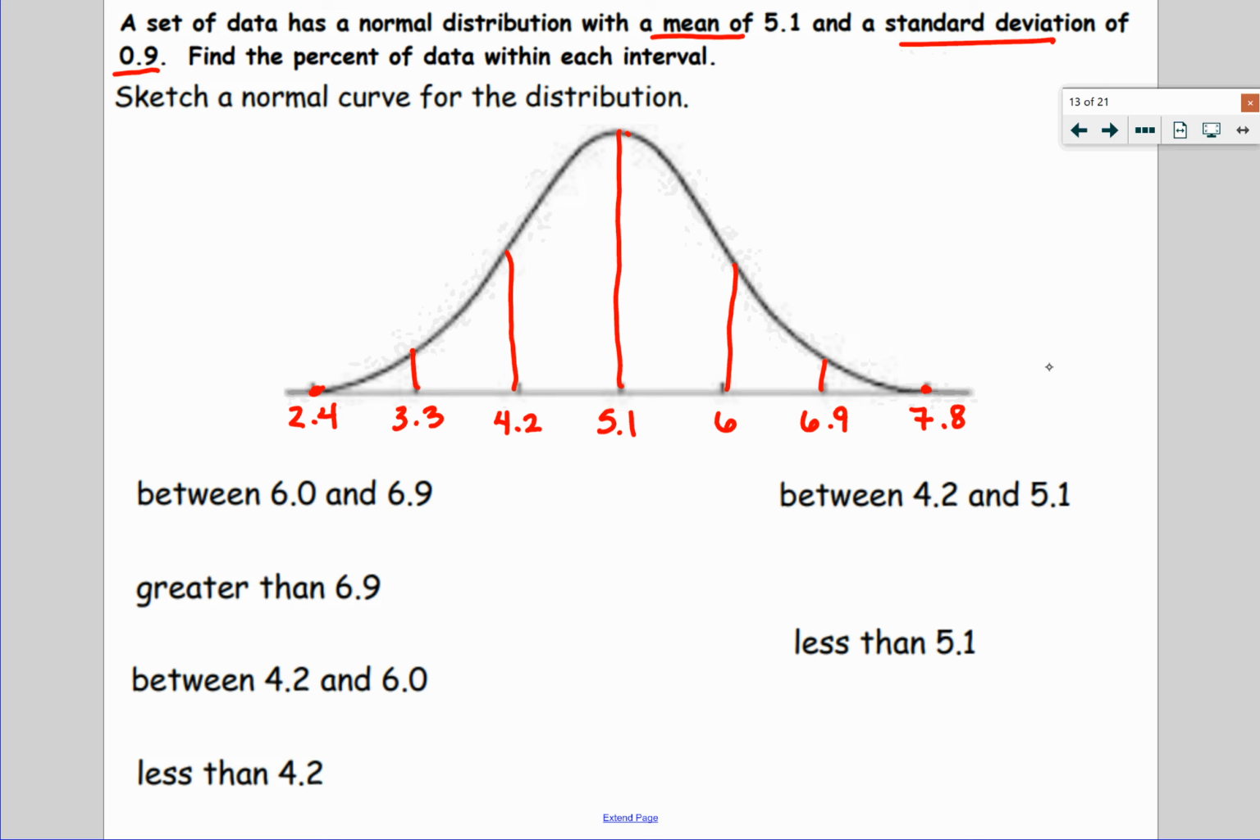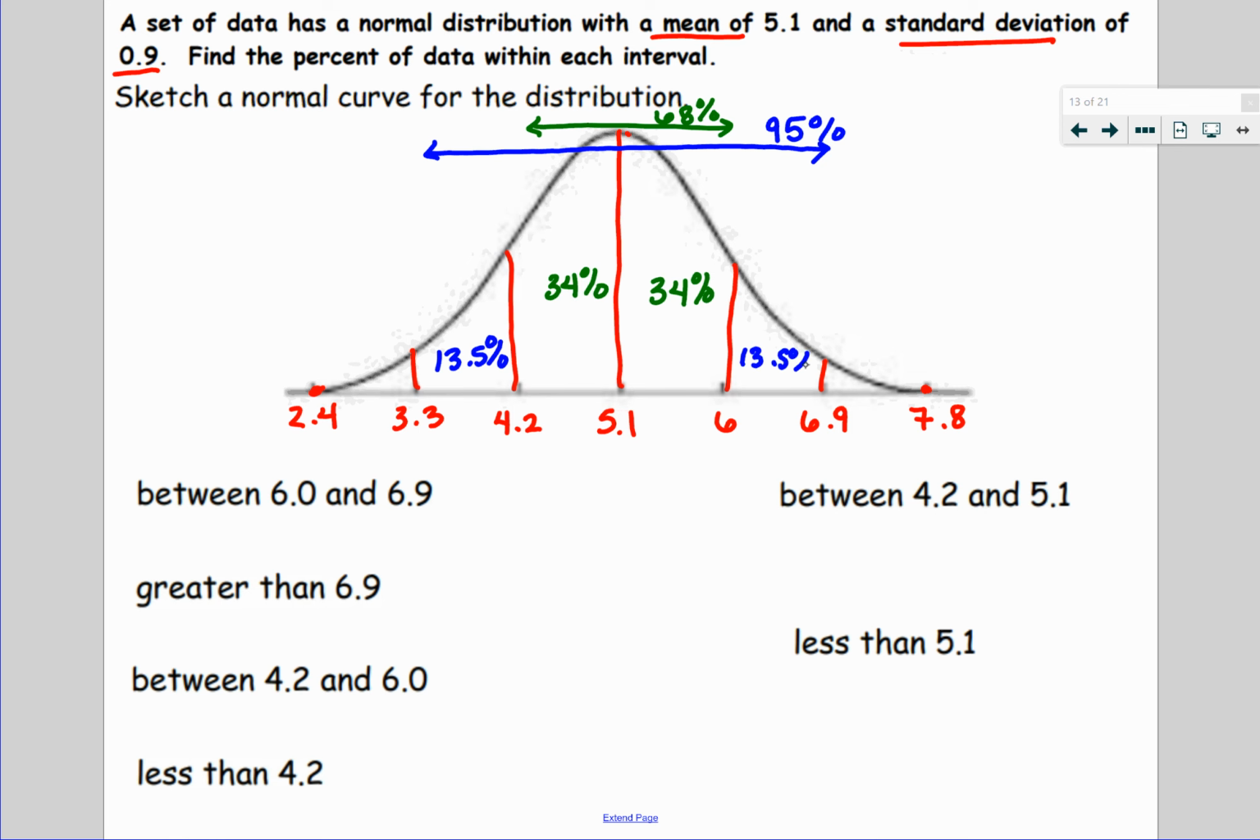Now, before I answer any of these questions, I'm going to put those same percentages in. Doesn't matter what the data is, what the numbers are. It's still within one standard deviation, 68% of my data, which is 34% here and 34% here. Within two standard deviations is 95%, which is an extra 27%, which gives me 13.5 on each side. And then the last one is 99.7, which is 3 standard deviations. I think that was 2.35 there and there. Yeah, that's that extra 0.7. Okay. That should make it fairly easy now to answer these questions.